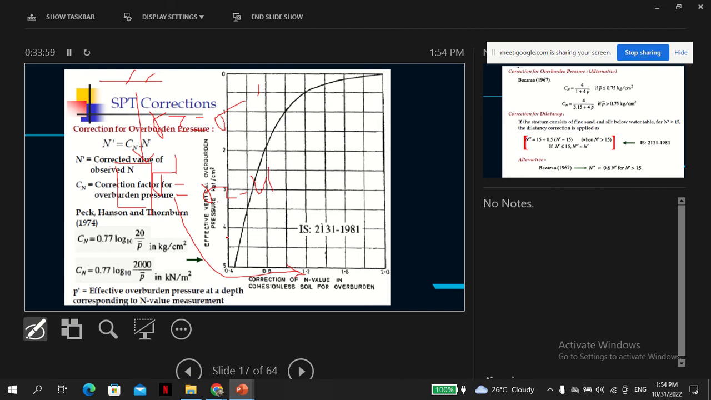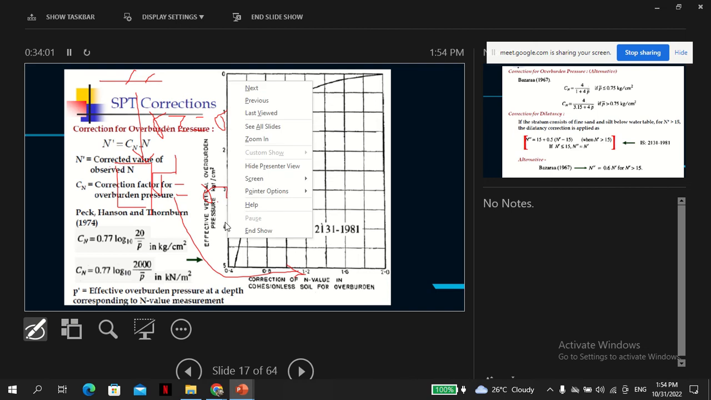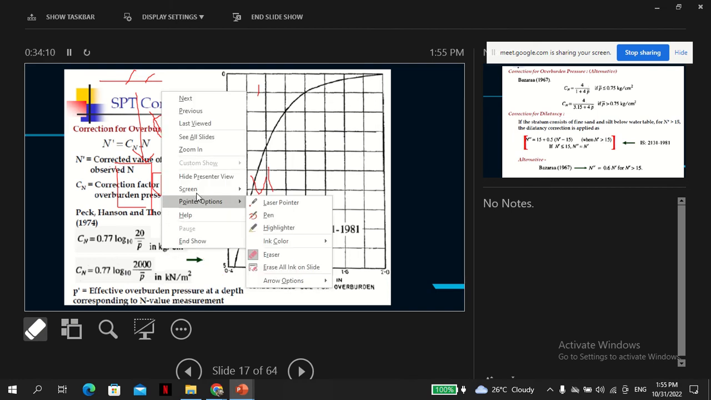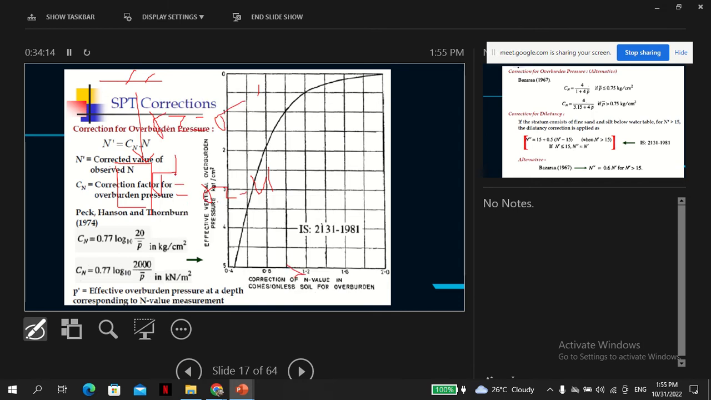Sorry, no, that's not right. Okay, let me clarify. This is what you can see here. This is the overburden, so this is what you read here, and you get the correction factor there.